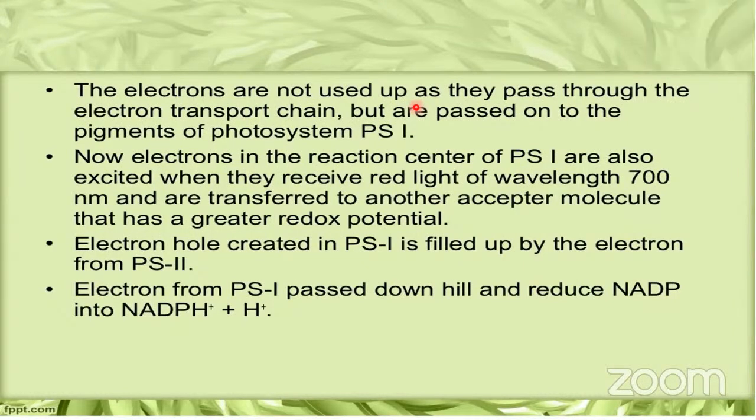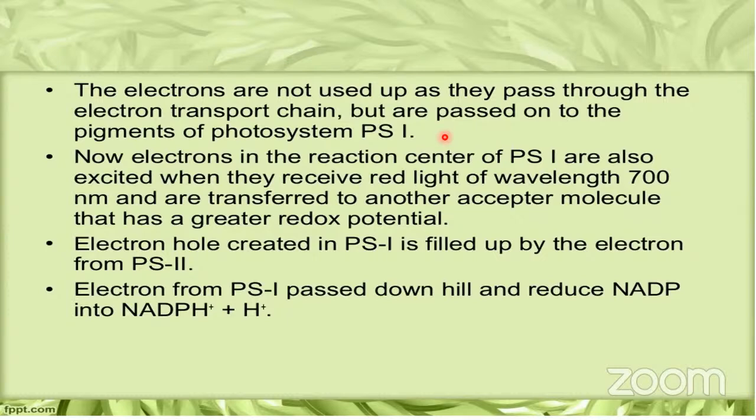The electrons are not used up as they pass through the electron transport chain, but are passed on to the pigments of photosystem PS1. Now electrons in the reaction center of PS1 are also excited when they receive red light of wavelength 700 nanometer and are transferred to another acceptor molecule that has a greater redox potential.